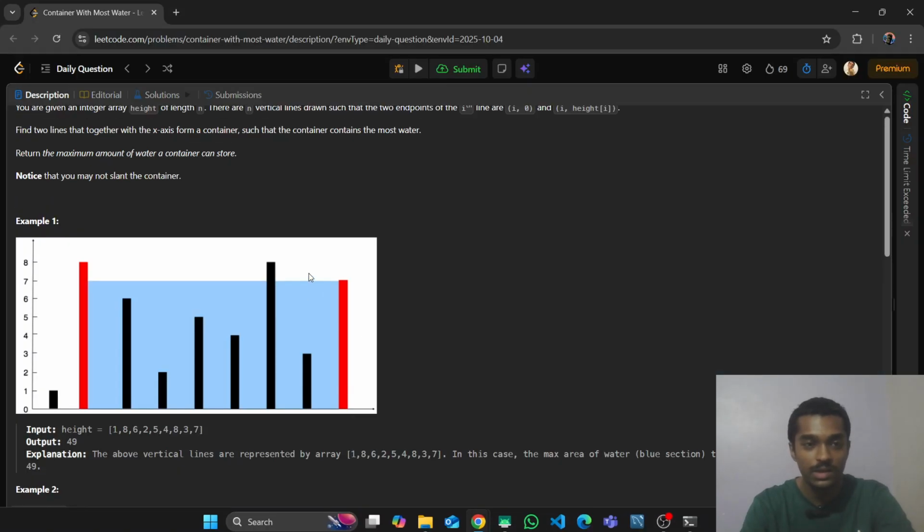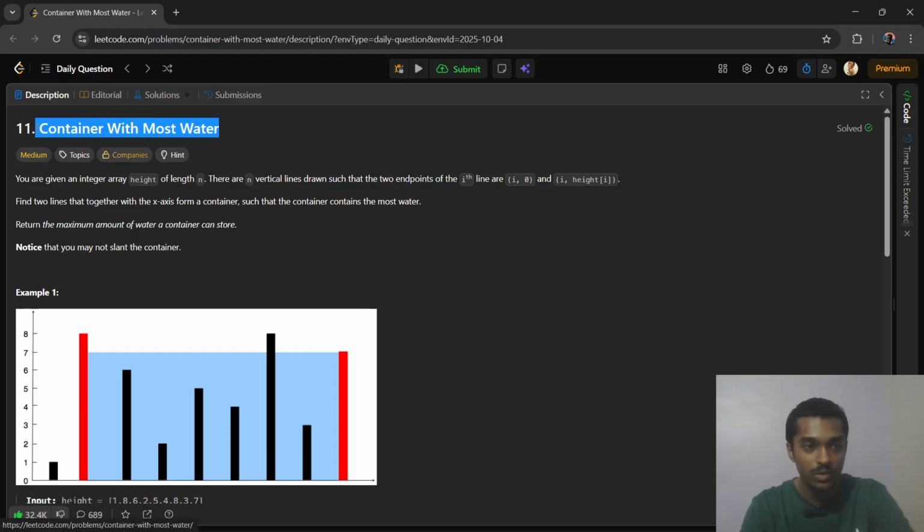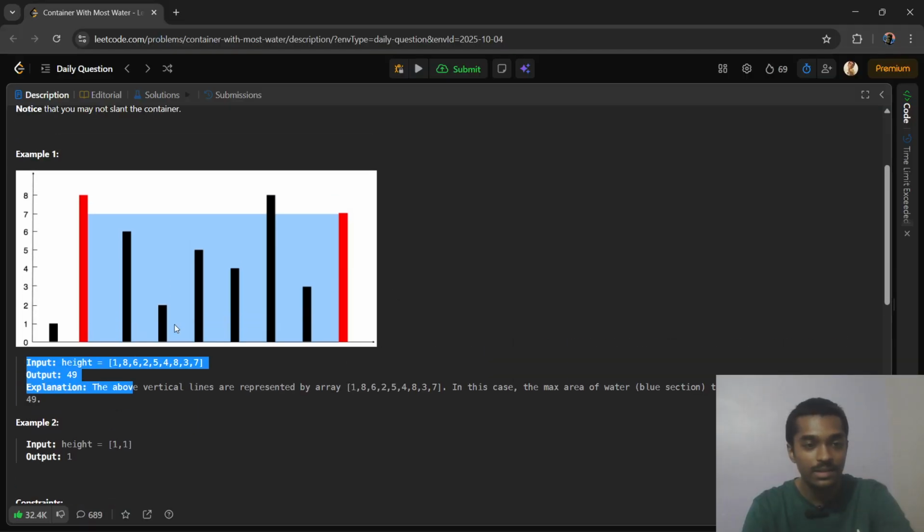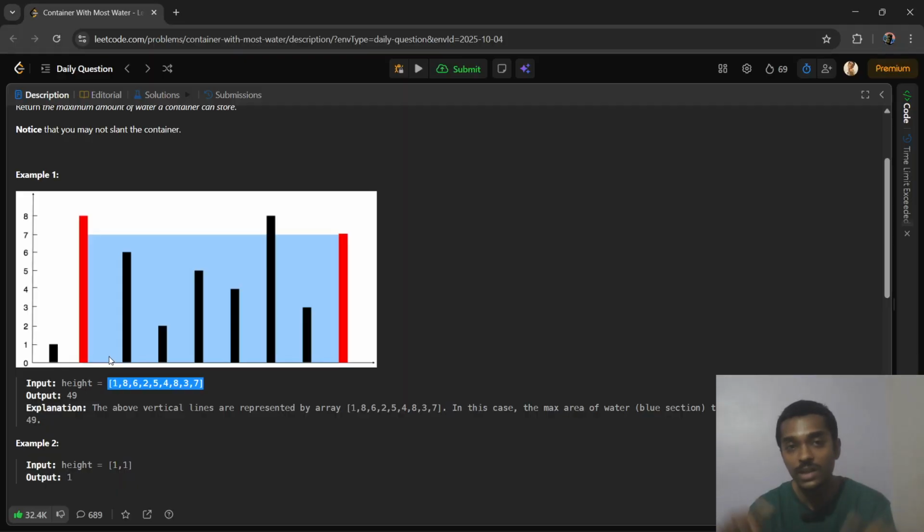Our today's question is Container With Most Water. You are given an integer array heights, and you have to return the maximum area between any two heights. So how can we calculate the area?